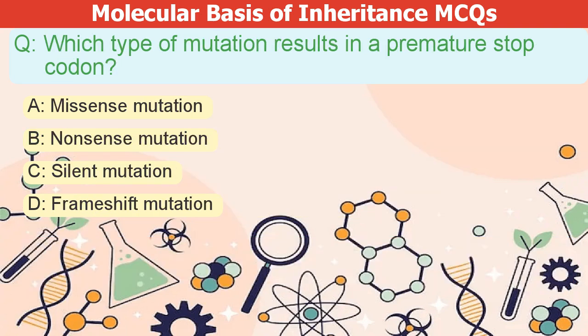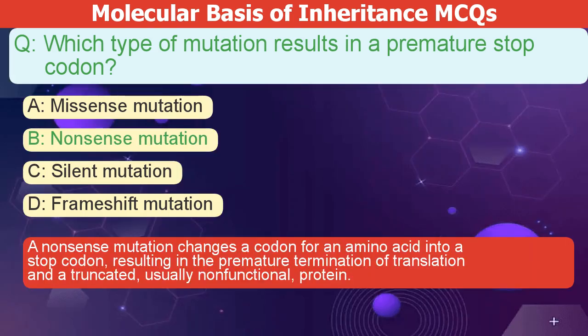Which type of mutation results in a premature stop codon? A. Missense mutation. B. Nonsense mutation. C. Silent mutation. D. Frameshift mutation. The correct answer is B. A nonsense mutation changes a codon for an amino acid into a stop codon, resulting in the premature termination of translation and a truncated, usually non-functional, protein.